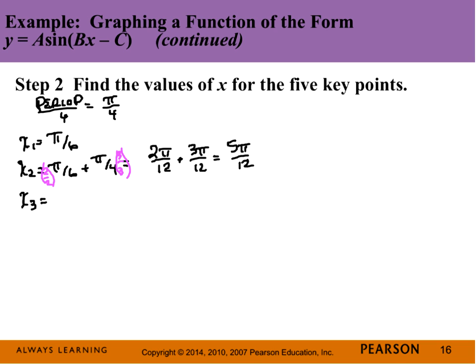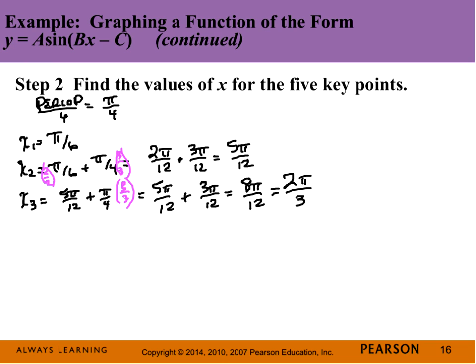My third x value, I start with the 5 pi over 12, and I add on pi over 4. But once again, I need to get a common denominator. That's 3 over 3. That's a terrible looking 3 over 3, but that's what it is. 5 pi over 12 plus 3 pi over 12 gives me 8 pi over 12. That reduces, a 4 comes out of both 8 and 12 to give me 2 pi over 3.